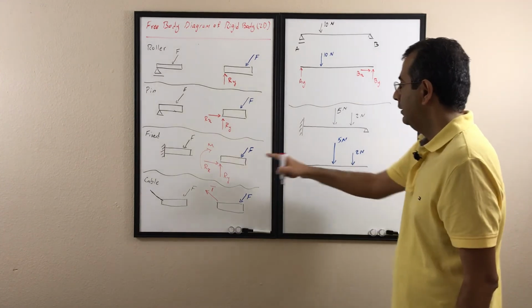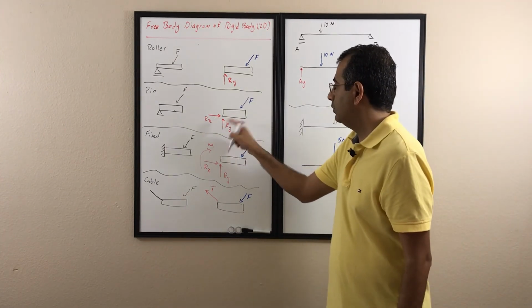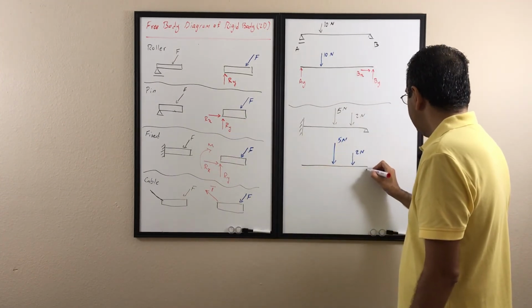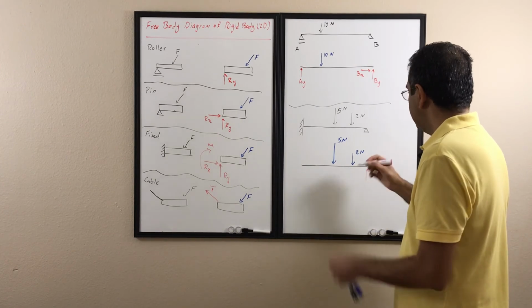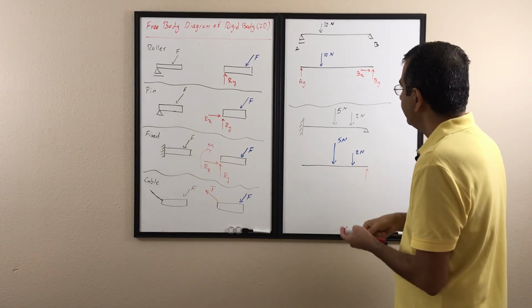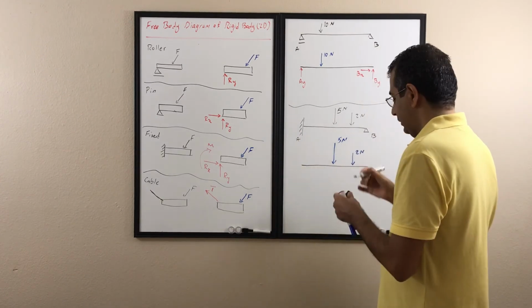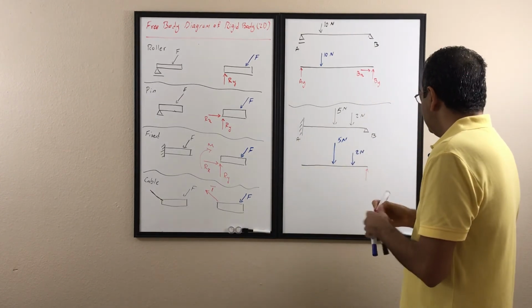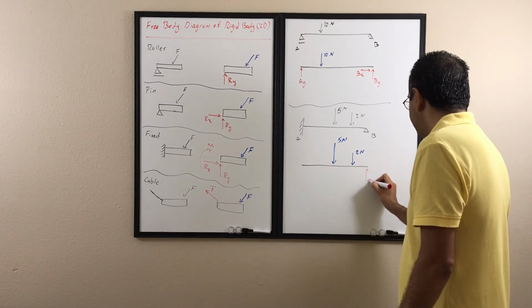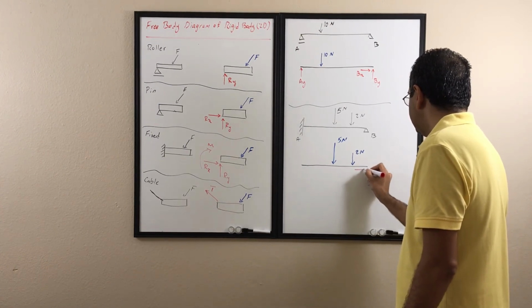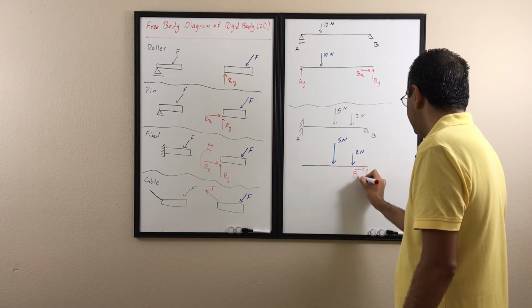Here I have a pin. The pin doesn't let it go left or right or up and down. So let's name them. Again, if this is A and this is B, it doesn't let it go up and down, so it's going to be B Y, and it doesn't let it go left or right, so it's a B X.